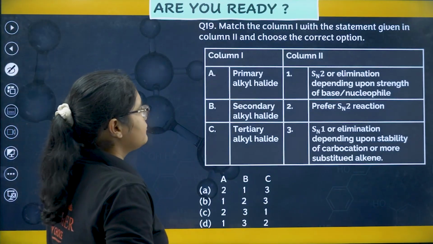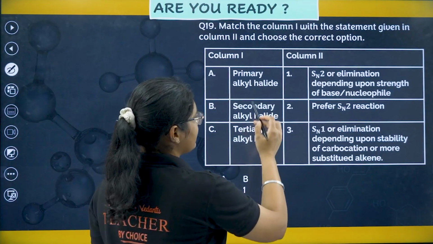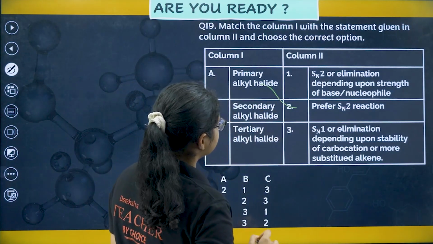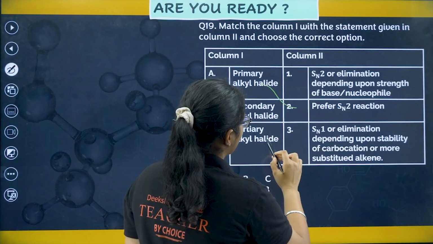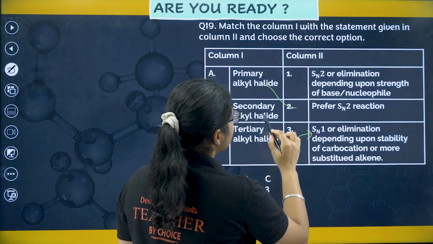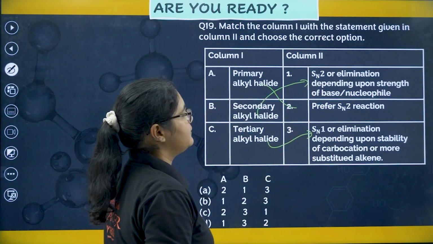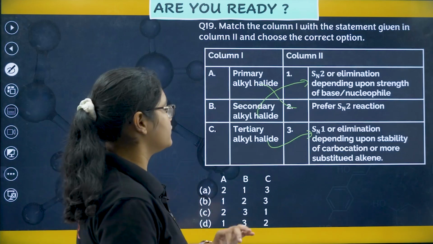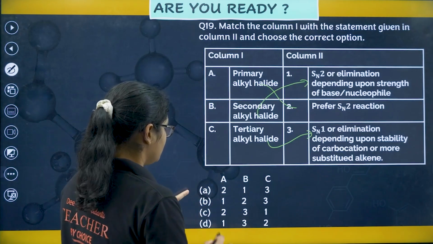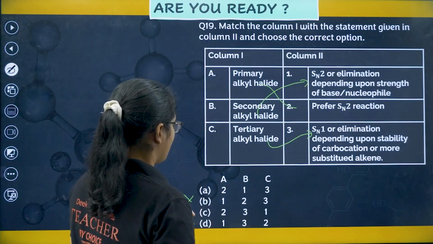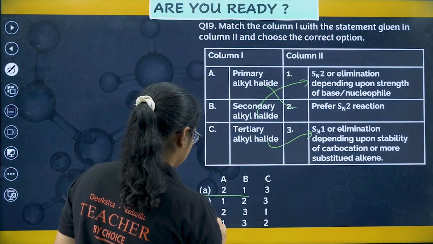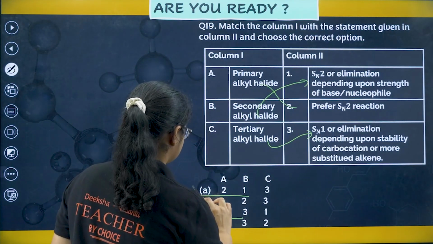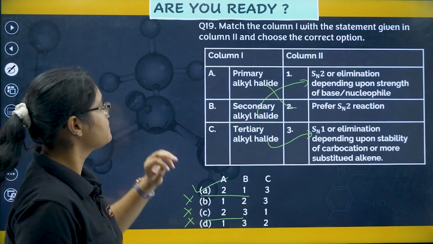Fine. Next, we have to match here. Primary alkyl halides prefer SN2 reactions. Secondary alkyl halide, we have to check. Tertiary alkyl halide prefers SN1, secondary SN2 or elimination depending upon the strength of the base. So A has to be 2, I can eliminate these 2, and B has to be 1. So I have A2B1. Yes, so this is my correct option.